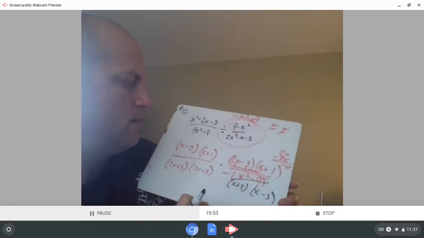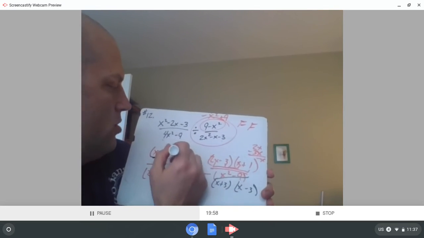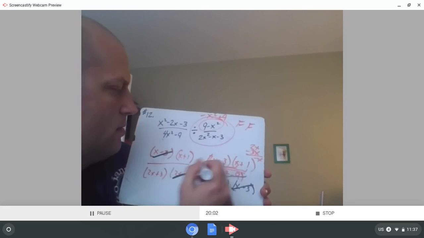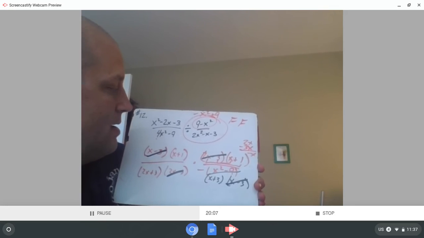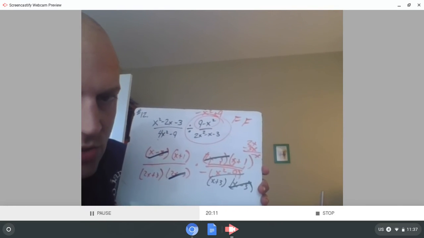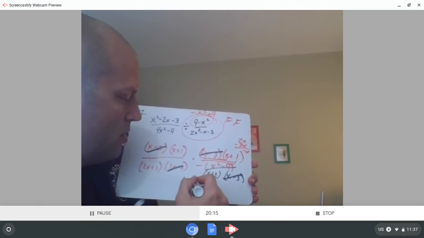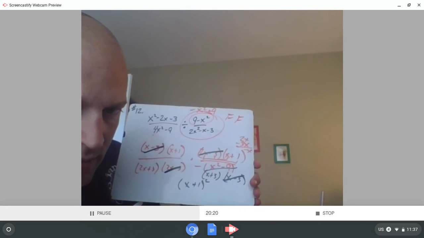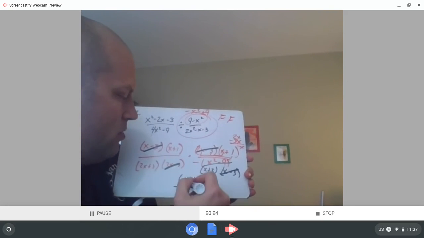All right, what do we see? I see an x. I see an x minus 3. I see a 2x minus 3. Okay. And unfortunately, these x plus 1s are on top. They don't cross each other out. So I'm going to leave that as x plus 1, or x plus 1 quantity squared. Okay. And then on the bottom, I've got a 2x plus 3.